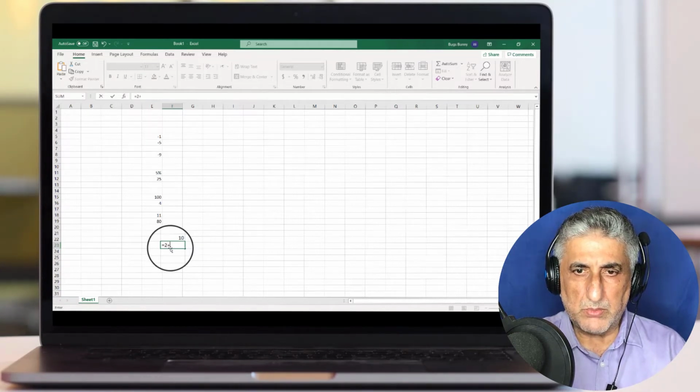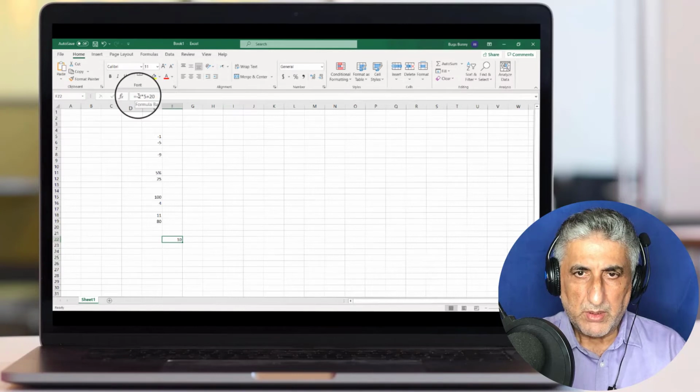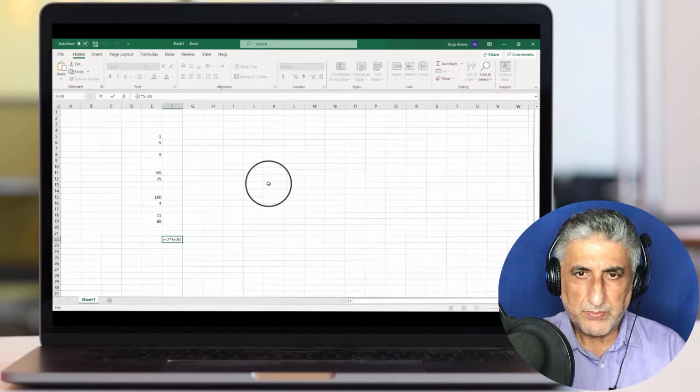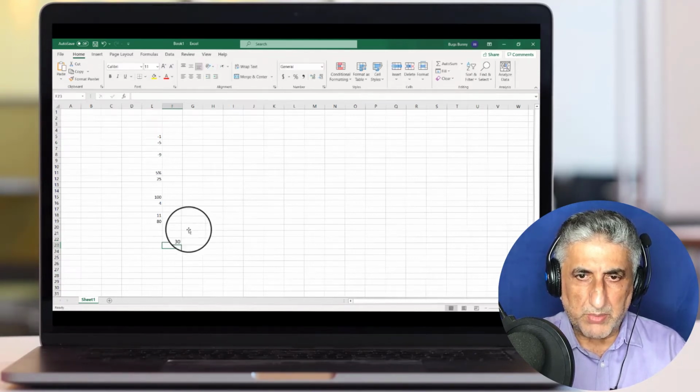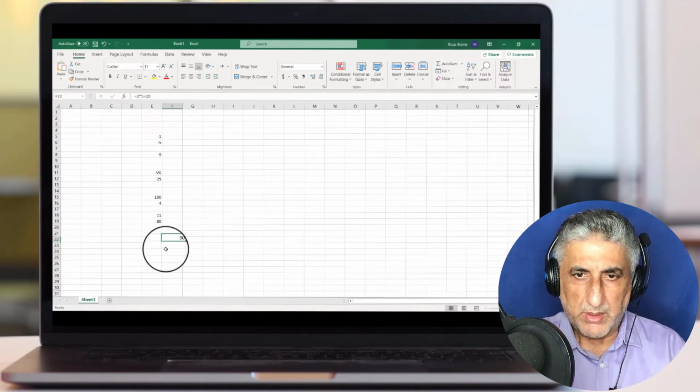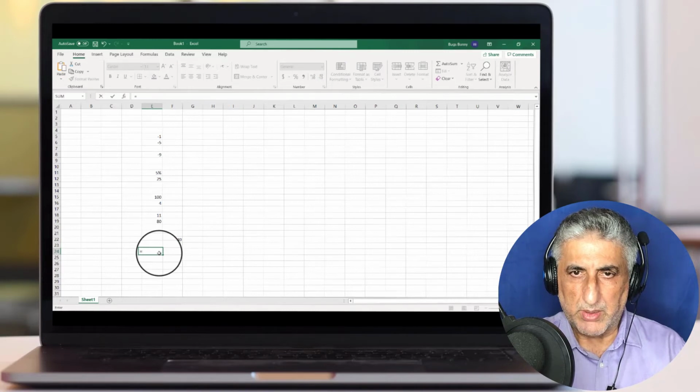Equal 2 multiplied by 5 plus 20. What's the answer? 30. Why? Because the application will do the multiplication first now. It will multiply 2 by 5, which is 10. Then it will add 20 to that.